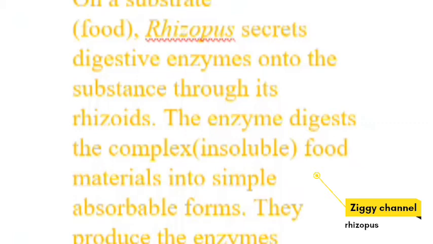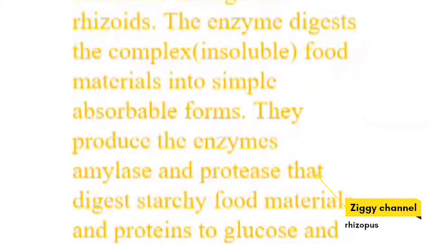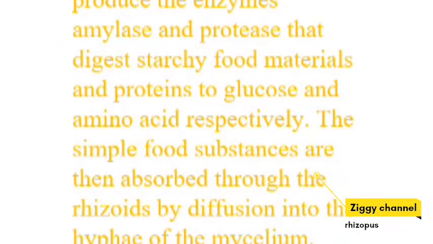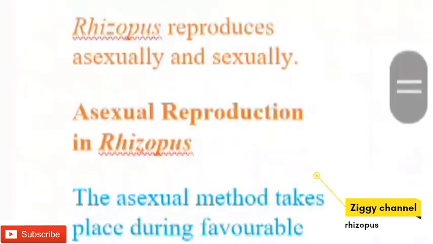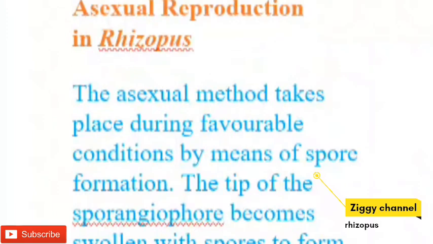The enzymes digest the complex, insoluble food materials into simple absorbable forms. They produce the enzymes amylase and protease that digest starchy food materials and proteins to glucose and amino acids respectively. The simple food substances are then absorbed through the rhizoids by diffusion into the hypha of the mycelium. Digestion that takes place outside the cells of an organism is called extracellular digestion. Reproduction. Rhizopus reproduces asexually and sexually.